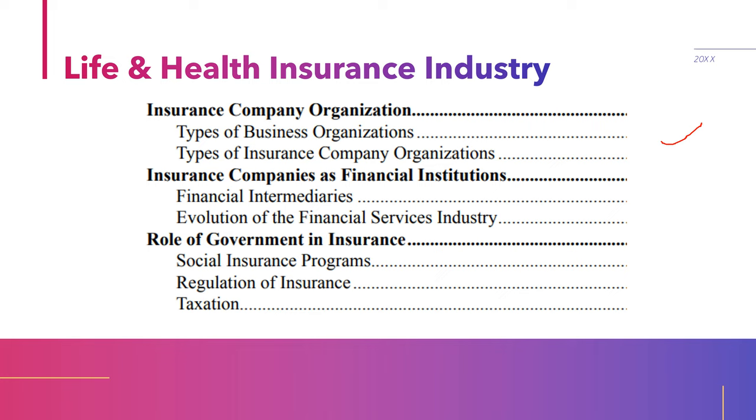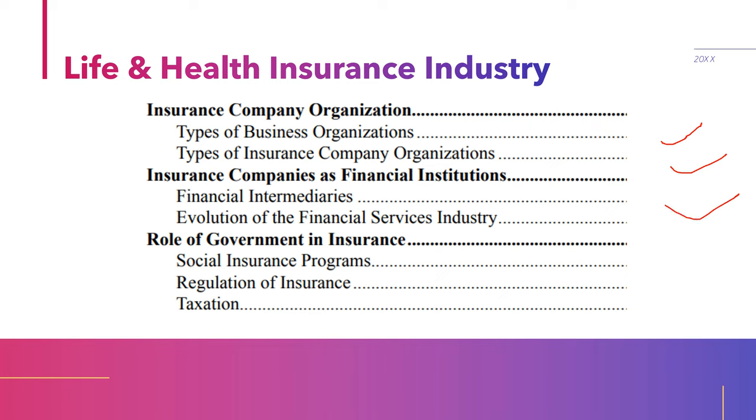Then coming to the types of insurance organizations. There are generally three types: one is the stock insurance company, second is the mutual insurance company, third is the fraternal benefit society. The stock insurance company is owned by the shareholders or stockholders, and the mutual insurance company is owned by the policy owners. The fraternal benefit society is a non-profit organization providing insurance to its members. It's generally created for a particular group of people, and only for that group will they provide the benefits.